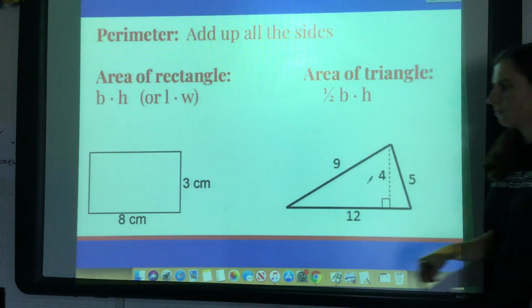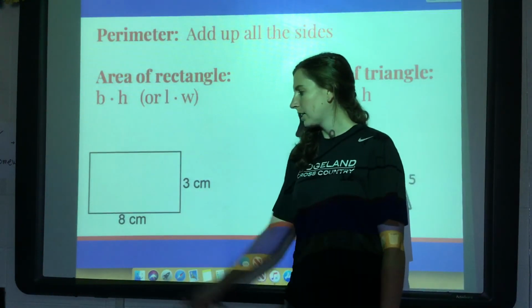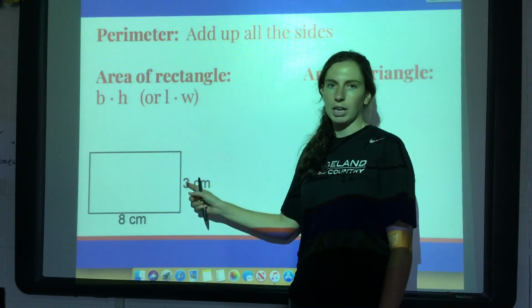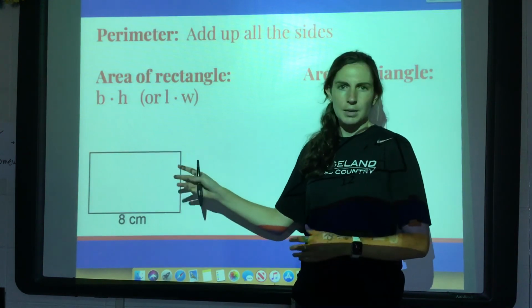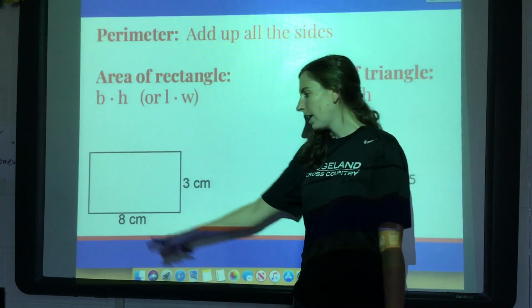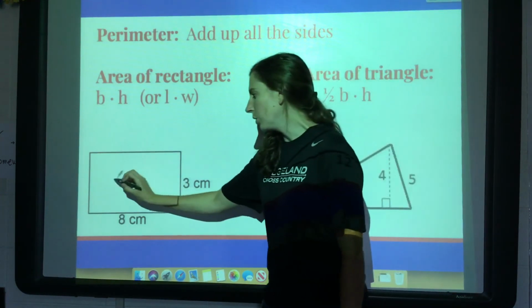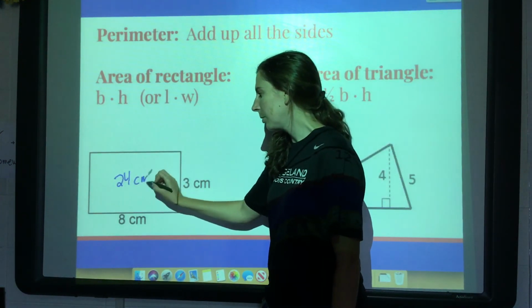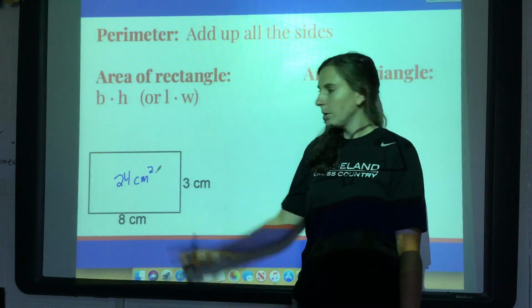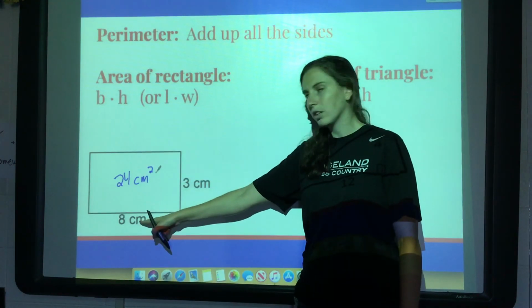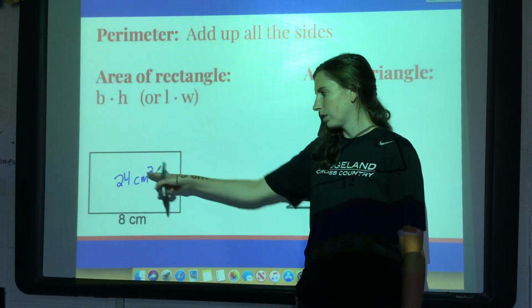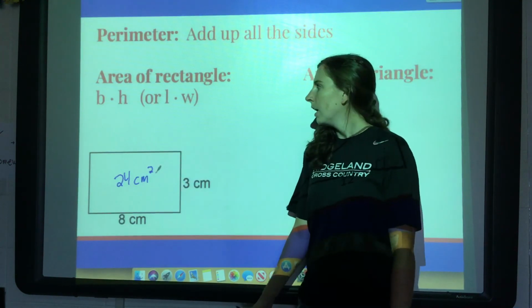For area, with a rectangle, it's the base times the height, or you also might call that the length times the width. Same thing. In this case, it would be 8 centimeters times 3 centimeters, which gives you 24 centimeters squared. It's centimeters squared because you do centimeters times another centimeters, which is centimeters squared.